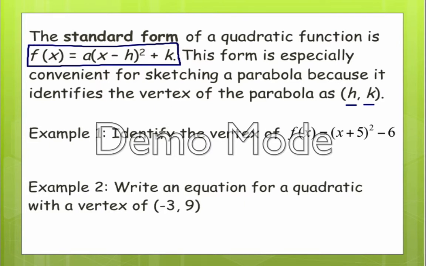Example 1. Identify the vertex of f of x equals (x plus 5) squared minus 6. So the vertex is a point, so I'm going to set it up as an ordered pair. The x coordinate of the vertex, h, is going to be the opposite of positive 5, so negative 5. And the y coordinate of the vertex, k, is going to be negative 6. So you only switch the sign for the x coordinate. So it's negative 5 comma negative 6. So opposite of this comma this.